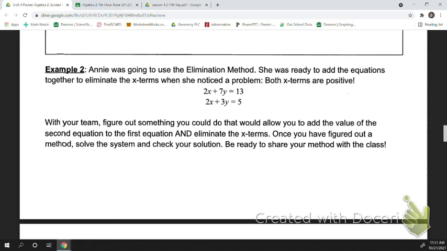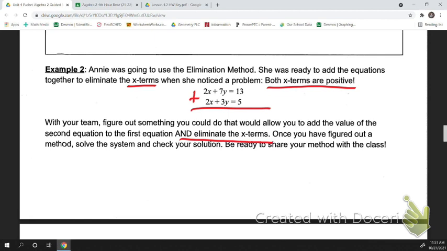Annie was going to use the elimination method. She was ready to add the equations together to eliminate the x terms. So she was going to add these together to eliminate the x terms when she noticed a problem. Both x terms are positive. With your team, figure out something you could do that would allow you to add the value of the second equation to the first equation and eliminate the x terms. Once you have figured out a method, solve the system, check your solution, and be ready to share your method.